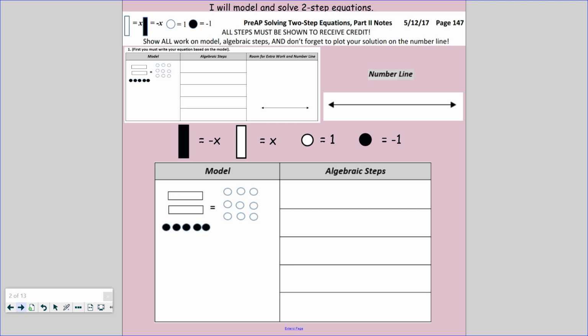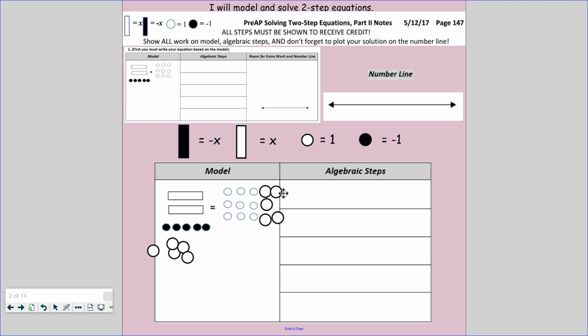So in this model, we have two x's. Do you want to model it first or write the equation? Let's model it first. We have two x's, we have negative 5, and we have positive 9. What is the inverse operation of negative 5? Plus 5. I balance it on the other side, so I add 5 on the other side.